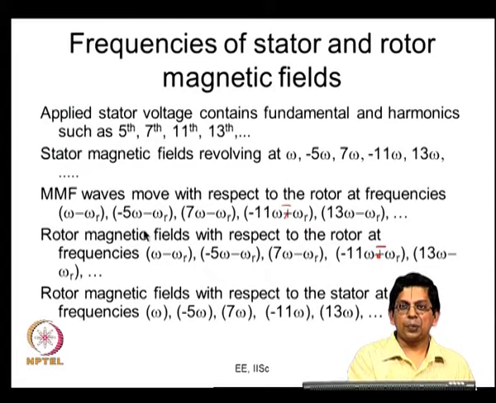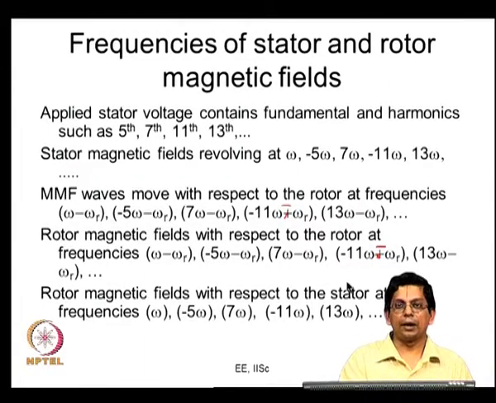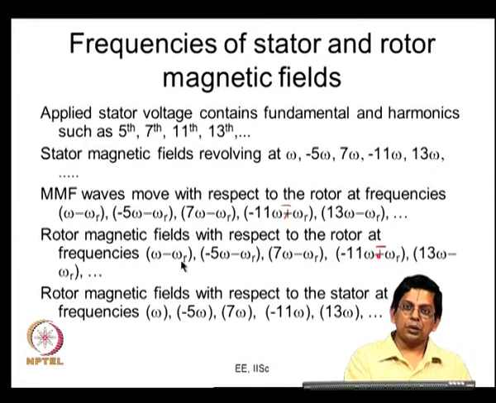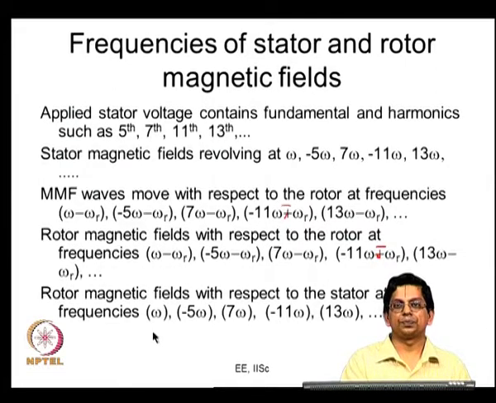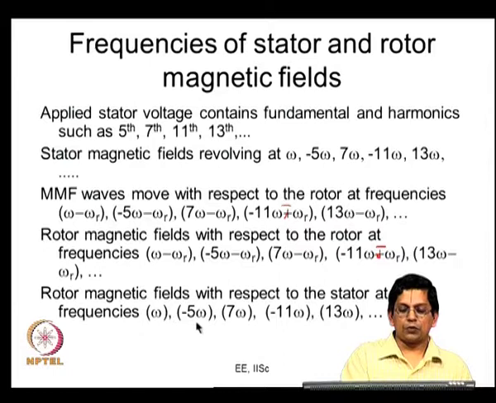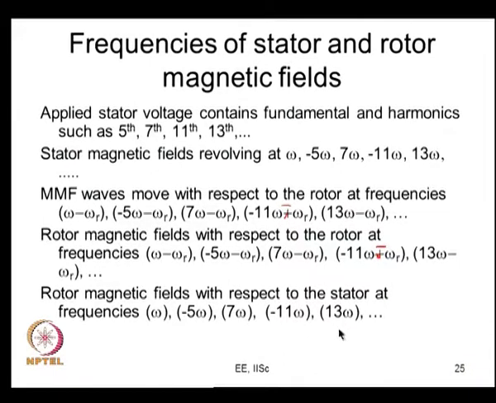This is going to rotate at a speed minus 5 omega minus omega r with respect to the rotor. This is going to cause a magnetic field rotating at 7 omega minus omega r with respect to the rotor. This is what I have tried to indicate now. These are all the speeds of these magnetic fields with respect to the rotor. What would be the speeds of these magnetic fields with respect to the stator? You add omega r to this, since the rotor itself is rotating at omega r. So the rotor magnetic fields with respect to the stator are at these frequencies: omega, minus 5 omega, 7 omega, minus 11 omega, 13 omega. Let us take a look at it again. This is a fifth harmonic voltage. What does a fifth harmonic voltage do?